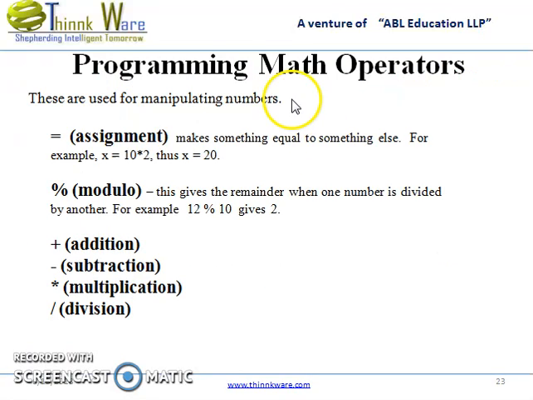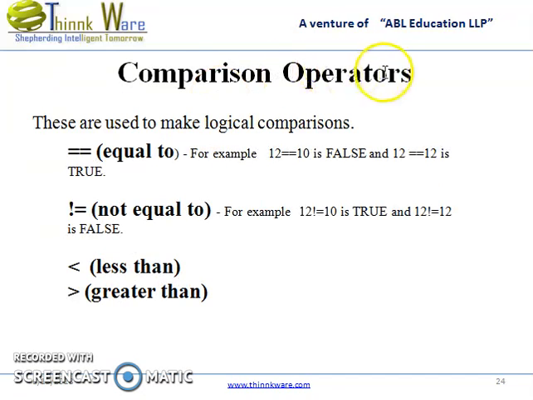Programming math operators. This is the equal sign, known as the assignment operator, and the percentage or modulo operator that gives the remainder. Addition, subtraction, multiplication and division must be familiar to you. Comparison operators. Equal to, we use the double equal sign. Not equal to sign. For example, 12 is not equal to 10 is true and 12 is not equal to 12 is false. Less than and greater than operators.